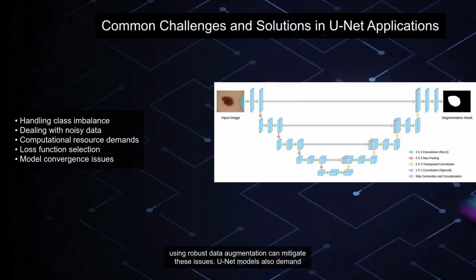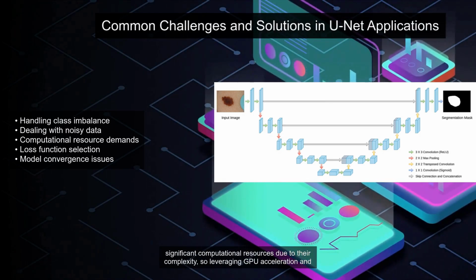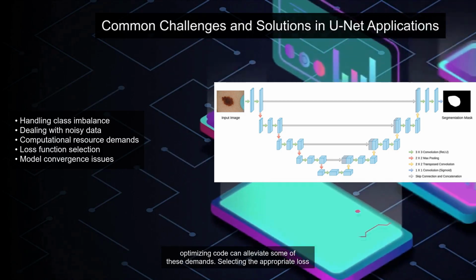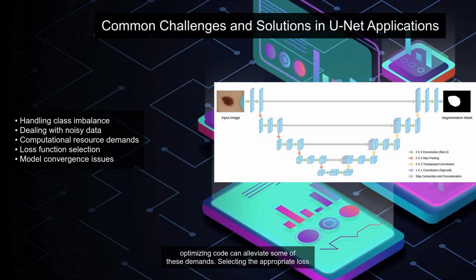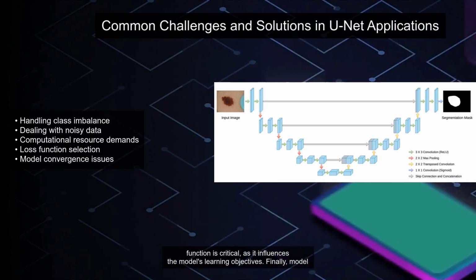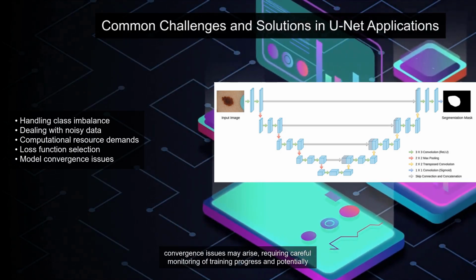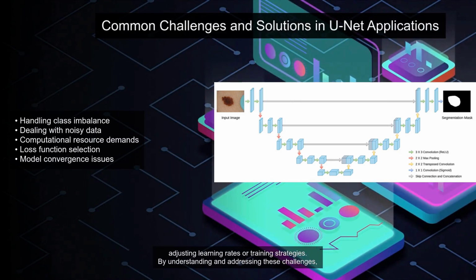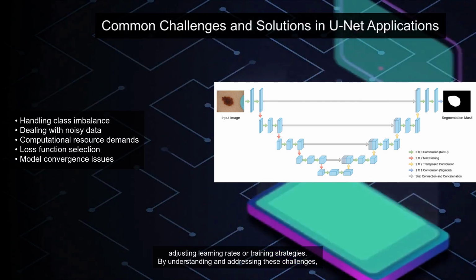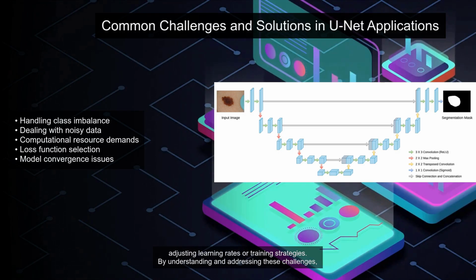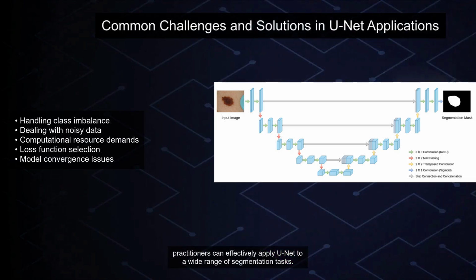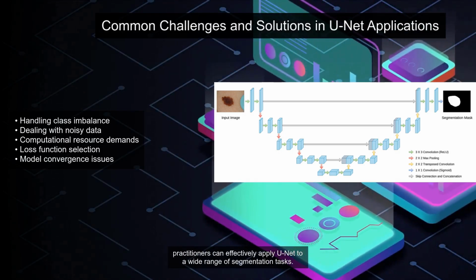UNet models also demand significant computational resources due to their complexity, so leveraging GPU acceleration and optimizing code can alleviate some of these demands. Selecting the appropriate loss function is critical, as it influences the model's learning objectives. Finally, model convergence issues may arise, requiring careful monitoring of training progress and potentially adjusting learning rates or training strategies. By understanding and addressing these challenges, practitioners can effectively apply UNet to a wide range of segmentation tasks.